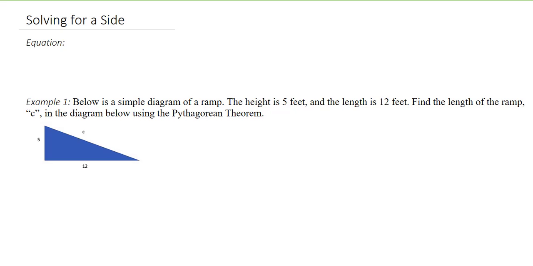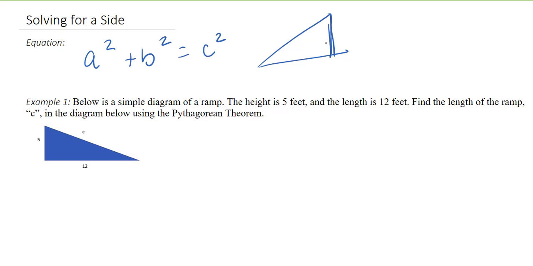Solving for a side. So we're going to solve for a side using the Pythagorean Theorem, which has the equation a squared plus b squared is equal to c squared. So for you to have a triangle like this, let's go ahead and redraw this. This would be our A, this is our B, this is our C. So what we're saying is we're just going to go ahead and solve for any of these sides. So it could be A, B, or C.